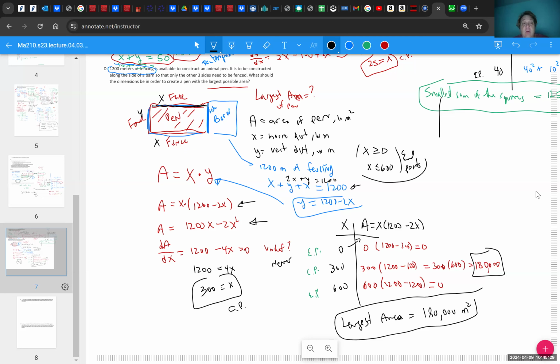Make sure your equation has only two variables in it. Oftentimes it will have more than two variables, so just simplify it using the information in the problem so that you only have two variables. Make sure to notate any possible endpoints, find the critical points, list them all out, and you can answer the question.